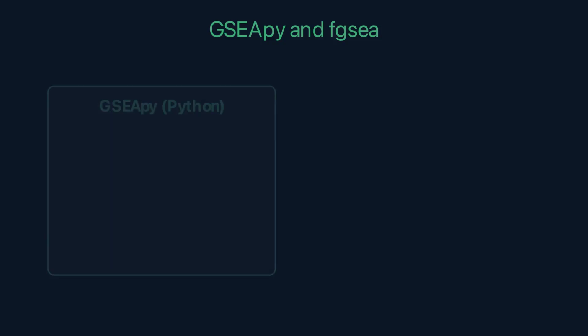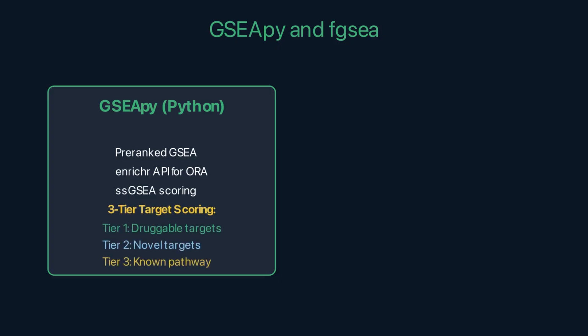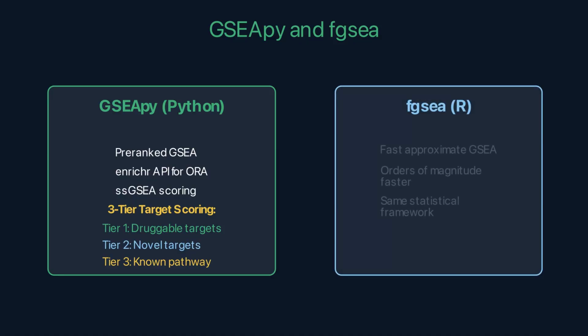GSEApy is the Python implementation used in your spatial transcriptomics pipeline. It supports fgsea from a pre-sorted gene list, Enrichr for quick ORA against hundreds of gene set libraries, and ssGSEA for single sample scoring. fgsea uses a fast approximate algorithm that's orders of magnitude faster than the original permutation approach.